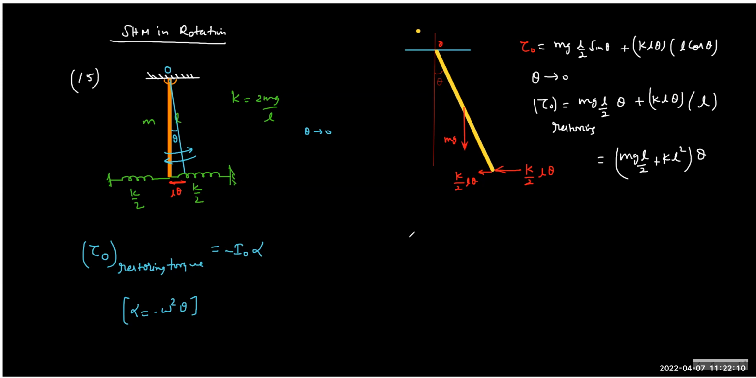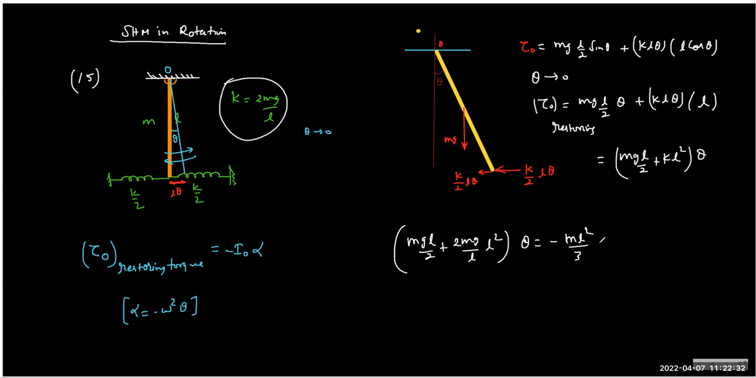So what is the next step? We have to add this mg L by 2 plus K, which is given to us. MGL theta is minus moment of inertia of a rod about end, which is ML square by 3, into alpha. That's it. So we can add 2 to the 4, 5 MGL by 2 theta equals minus ml square by 3 into alpha. L will cancel out, m also cancels. So alpha turns out to be 15 by 2 g by l into theta with minus sign.